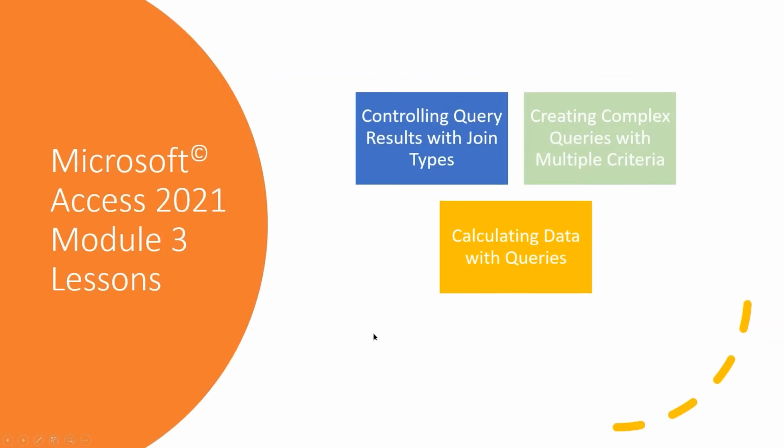Welcome to Module 3 in this video course for Microsoft Access 2021. The lessons we're going to have in this module are how to control query results with join types, how to create complex queries with multiple criteria, and how to calculate data with queries.